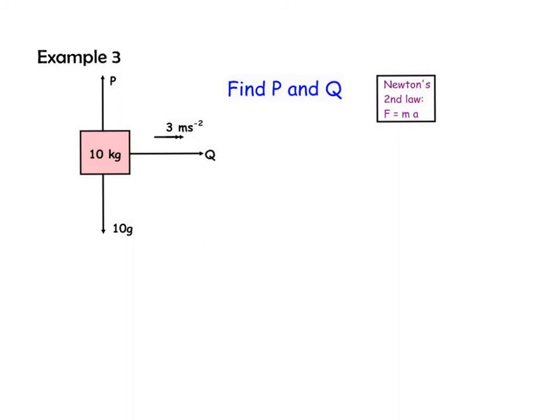Okay, final example here. We know that there's no acceleration in the vertical direction because it's not drawn on the diagram. So we know then immediately that the acceleration is 0. So the resultant force must also be 0. So we know that P take away 10g, or equivalently 10g take away P, equals 0. So P equals 10g, which is 98 newtons. We could just leave it as 10g newtons.